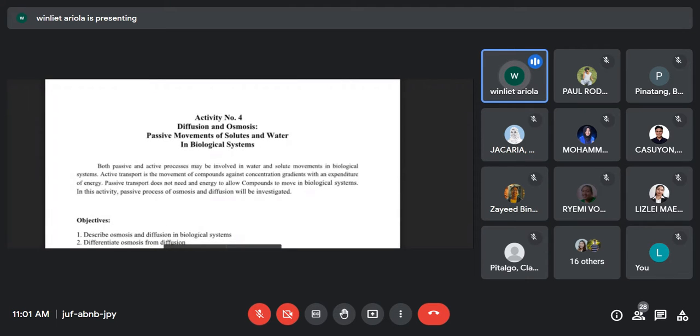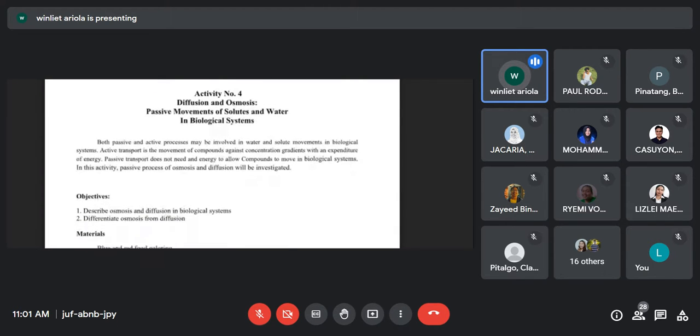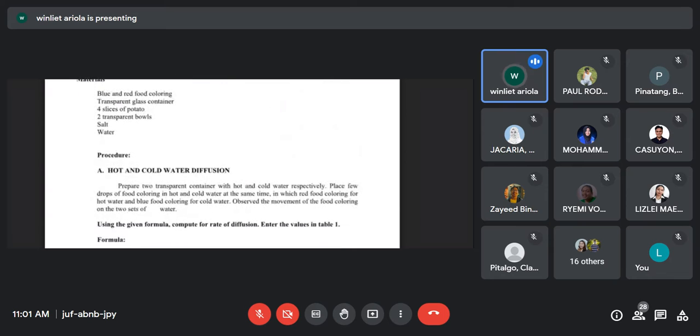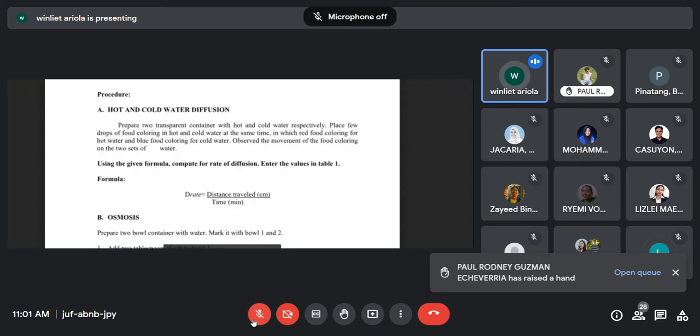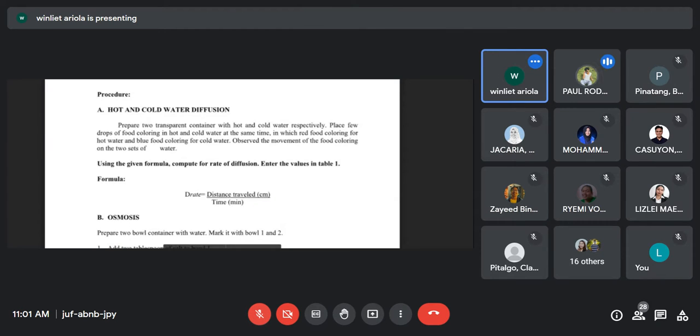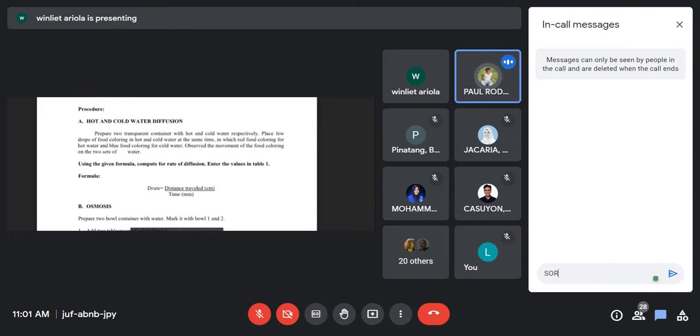Okay, so in this activity, you learned about diffusion and osmosis. So ano nga yun? What affects the diffusion rate? Yes, Paul? Yung nag-affect po sa diffusion rate, ma'am, is either the temperature of the liquid or the amount of liquid. Okay. Yes, Lamia?